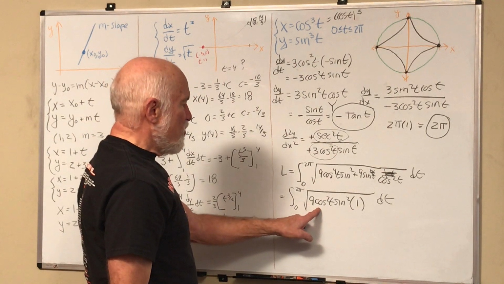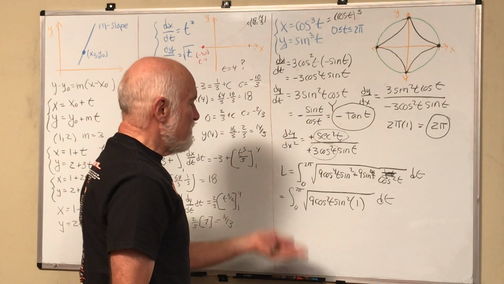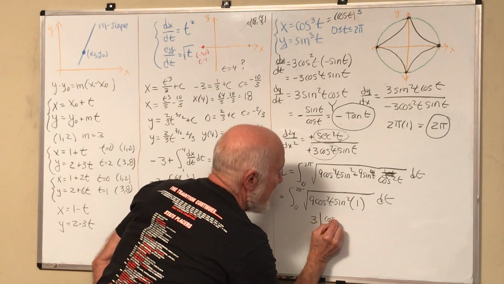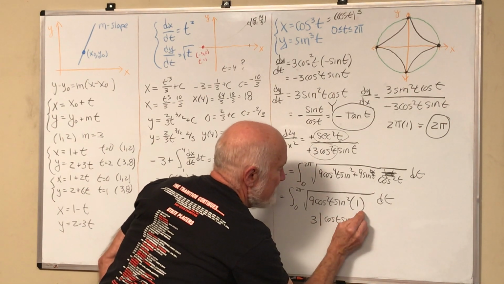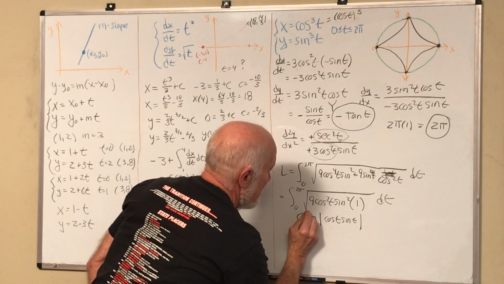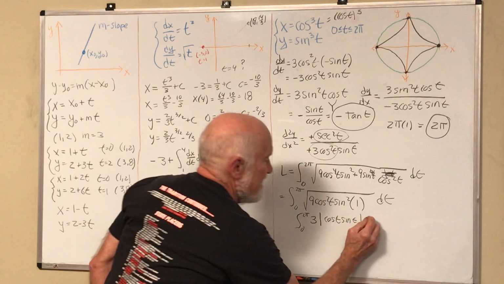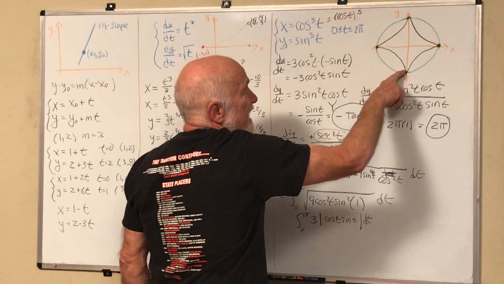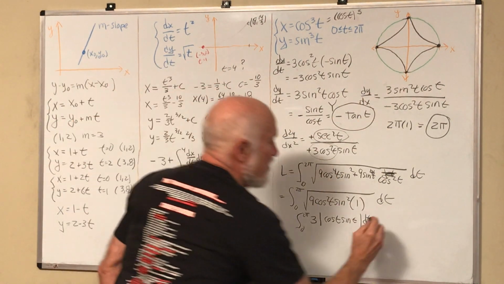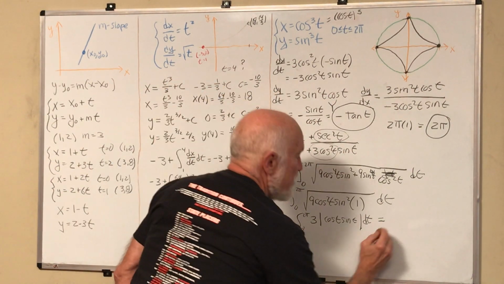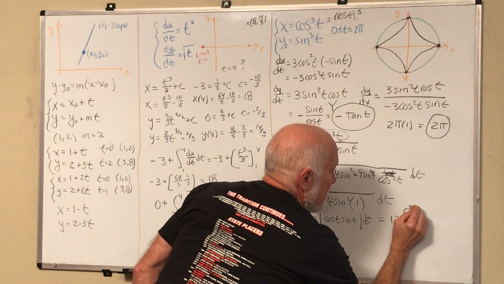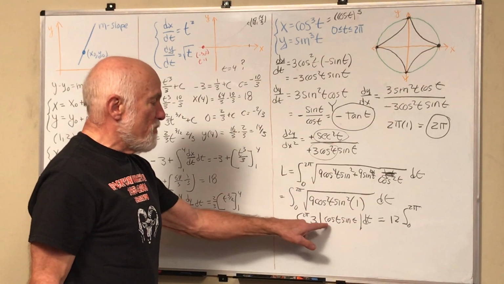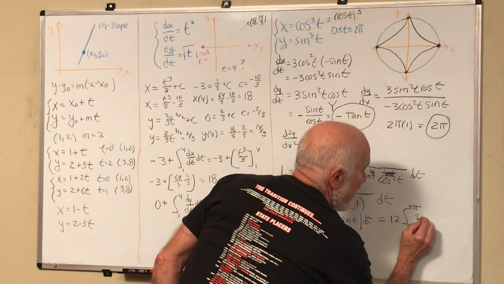And the square root of something squared is just going to be 3 times the absolute value of cosine of t times sine of t, dt. Now, because of the symmetry of the sine and the cosine, it's going to make our job a lot easier to just go 4 times and just go in the first quadrant when the sine and the cosine are both positive, so we can drop the absolute value sign.